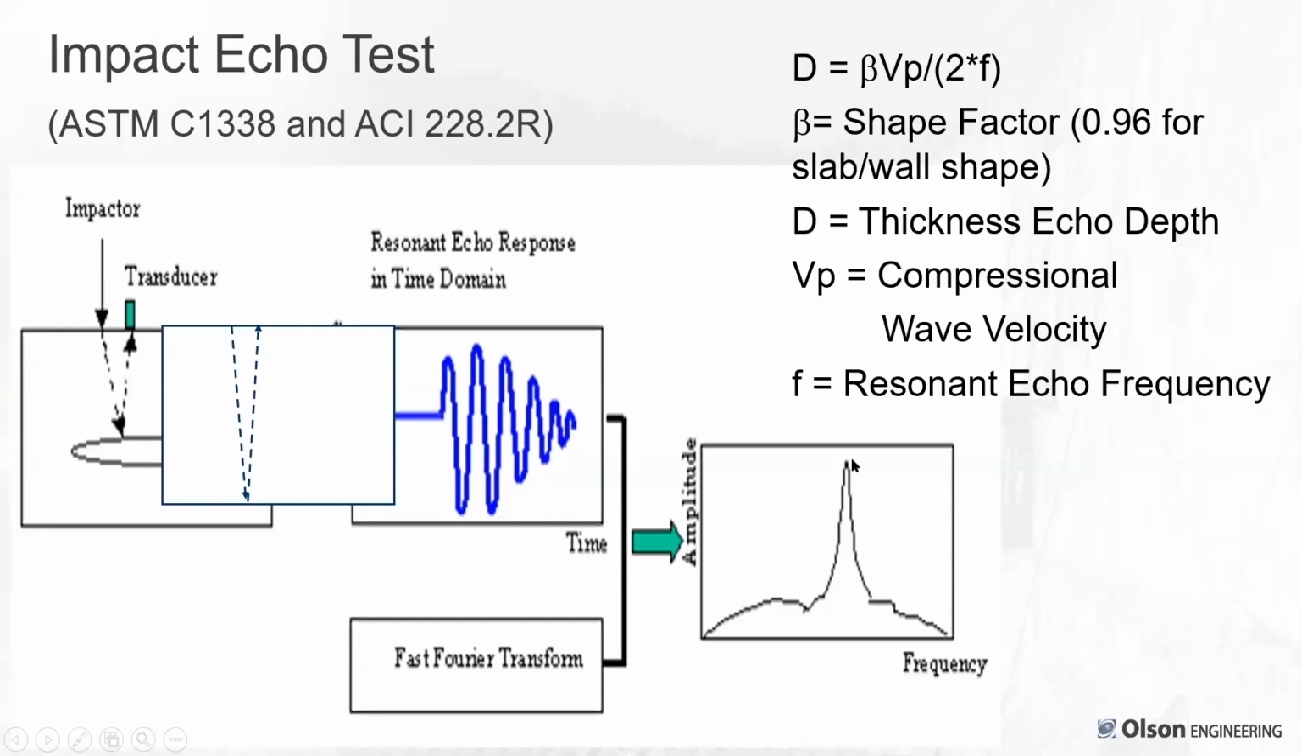So in a simple sense, if that was a 6,000 hertz echo and it was 12,000 feet per second factored impact echo velocity for the concrete, then you would say the depth equals 12,000 divided by 2 times 6,000, or it's a 1 foot thick echo. A 12,000 hertz echo would be a 6-inch echo.